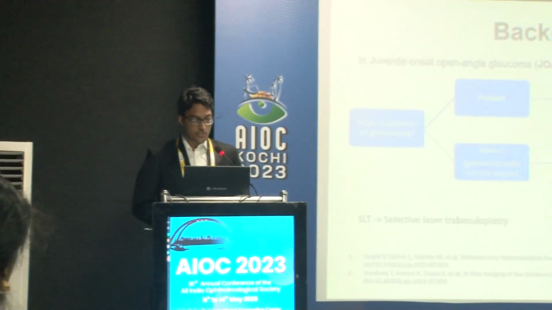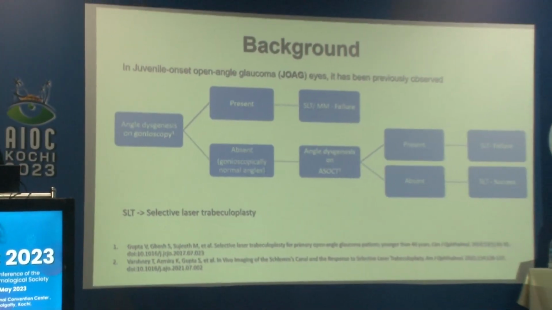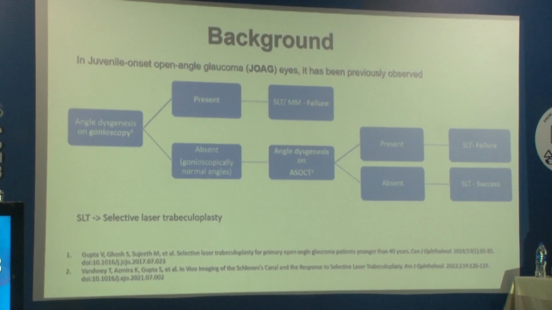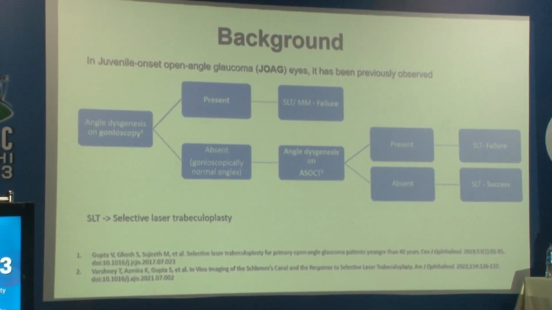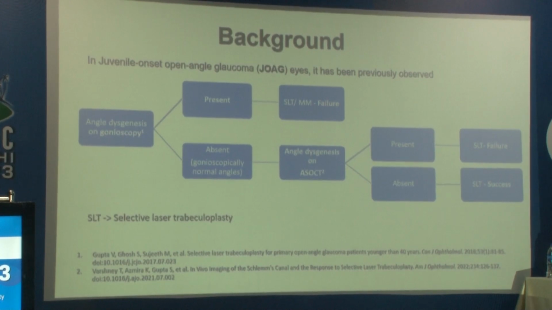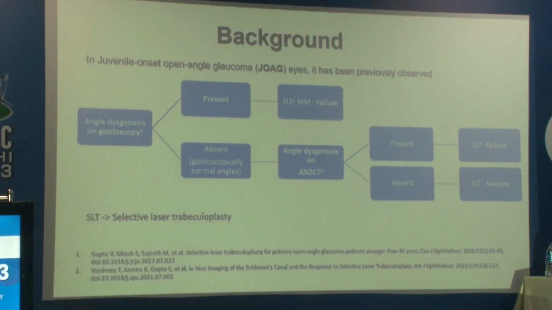So, in JOAG eyes, it has been seen that on gonioscopy, angle dysgenesis could exist in the presence of high iris insertion and iris processes, and these eyes have been seen to respond poorly to selective laser trabeculoplasty and medical management. Our group has also previously seen that in those JOAG eyes which have gonioscopically normal angle, some form of angle dysgenesis may exist on ASOCT, and these eyes, when they undergo selective laser trabeculoplasty, show failure. How this angle dysgenesis is seen, I'll be talking about subsequently.